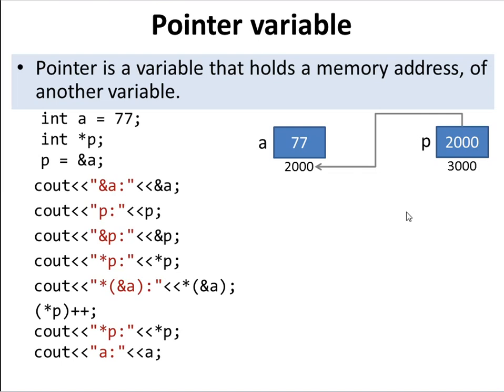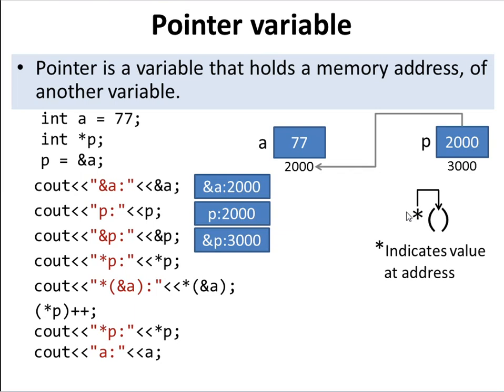Then see the other statements of the program. cout and a: we know this is the address of a, so it will print 2000. cout p: what does p contain now? p holds 2000, so it will print 2000. cout &p: what is the address of p? The address of p is 3000.